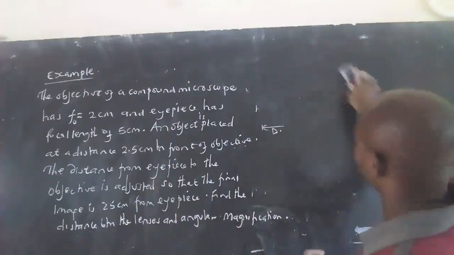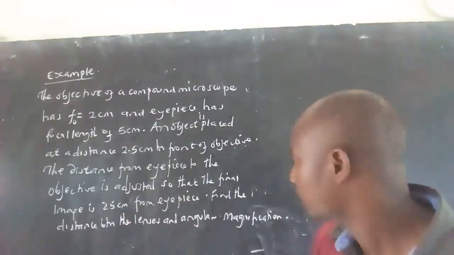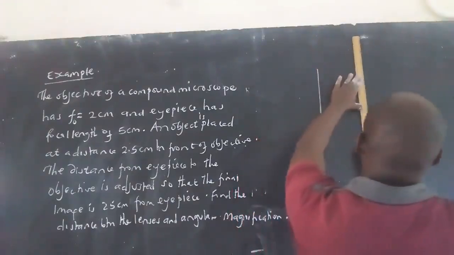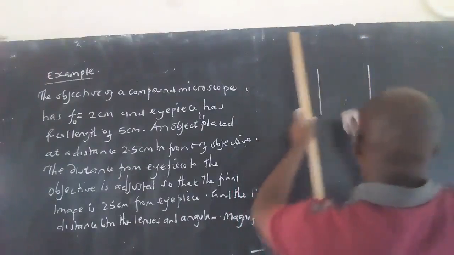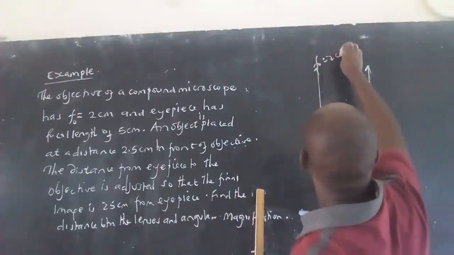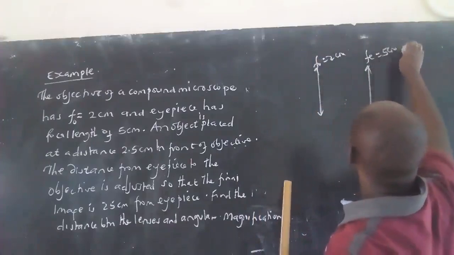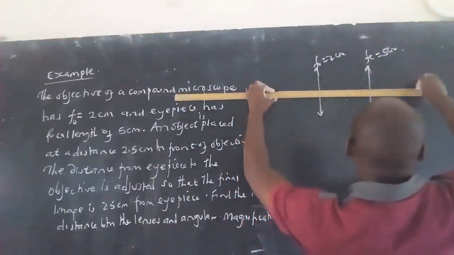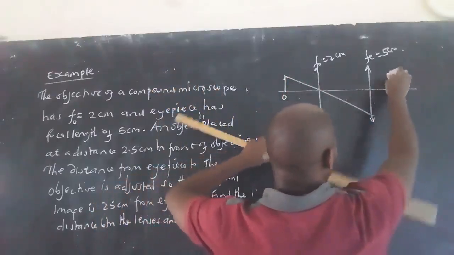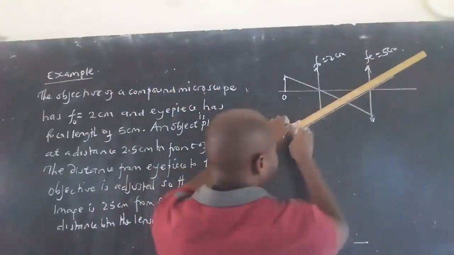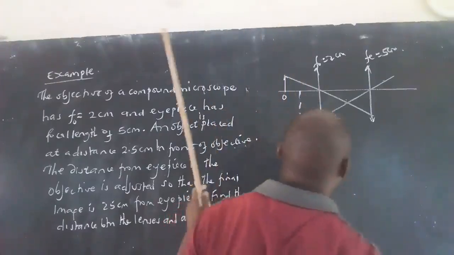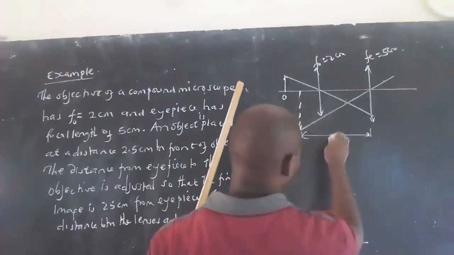So here what we shall do is sketch the diagram first. You have to first sketch it. They are telling us that you have an objective. Let me say you have this, you also have this. That's the objective. So FO is equal to 2 centimeters, FE is equal to 5 centimeters. Then you have an object O. The image is formed there. The distance is 25.